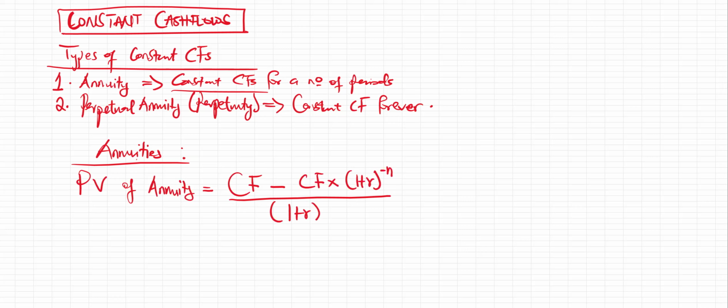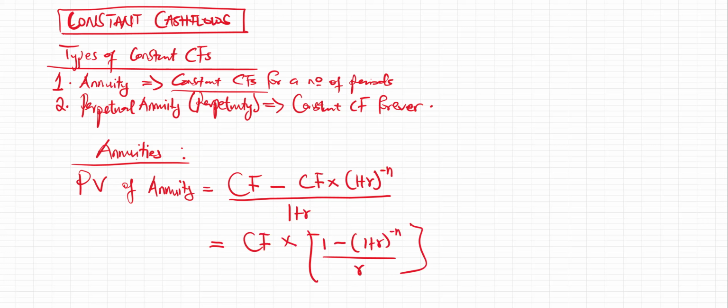Now I want to simplify this for you. Let's factorize the cash flow out. So we get the cash flow times 1 minus (1 plus r) raised to the power minus n, all over r. It should be over r because there's another 1 plus r here, 1 over r, which cancels off. I don't want to complicate the finance for you.